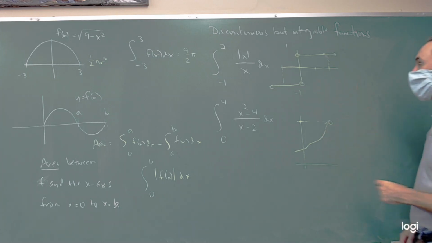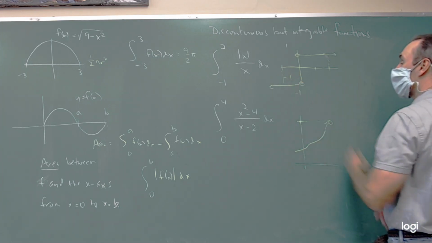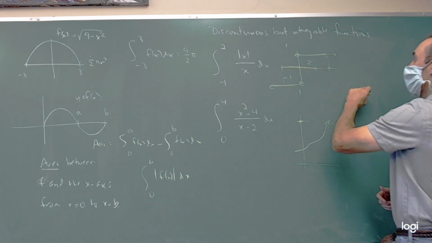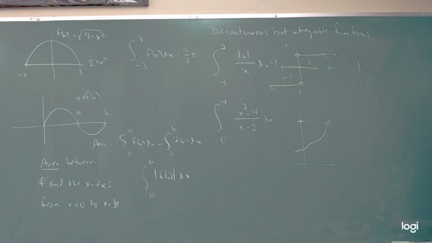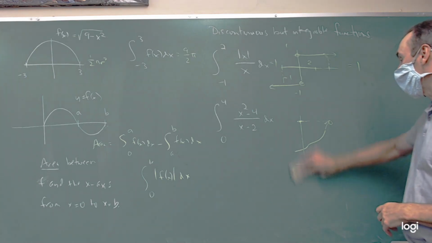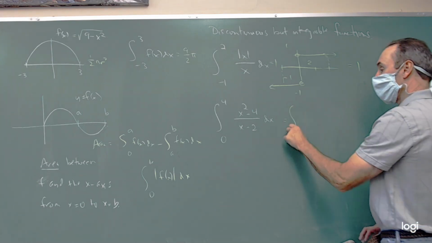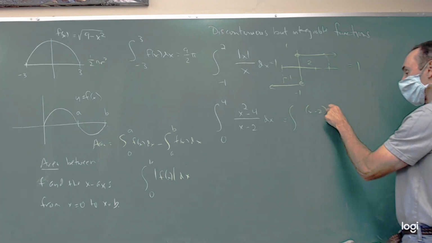So then we can say this area is going to be 1, but since it's below the x-axis, we'll count it as -1, and so we'll get that this integral is actually 1, using an area argument. And if you see that you can factor this, that's going to be x minus 2 times x plus 2.